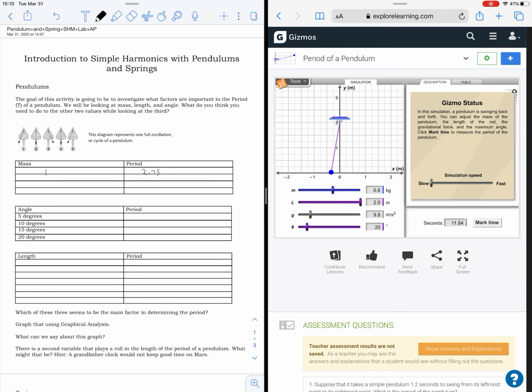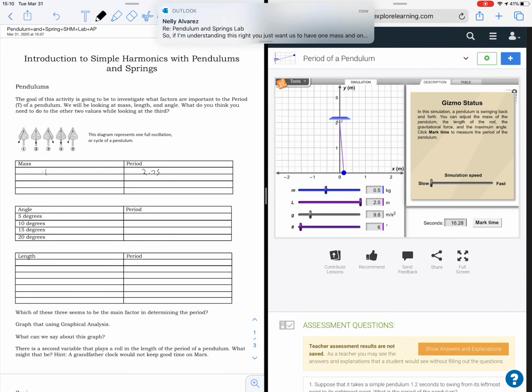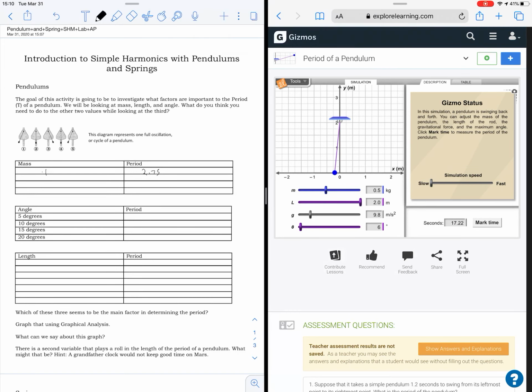And then now I'm going to keep the mass the same, and now I'm going to check the angle. So now I'm going to move the angle; it gives you what to move the angle to. So I'm going to start at 5 degrees, and then I'm going to go to 10, and so on. And then the next one, you would keep the angle the same. So keep the angle at whatever, could be at whatever, but I'm just going to put it at 15. Keep the mass the same, and now we're changing the length. So we're moving the length back and forth.